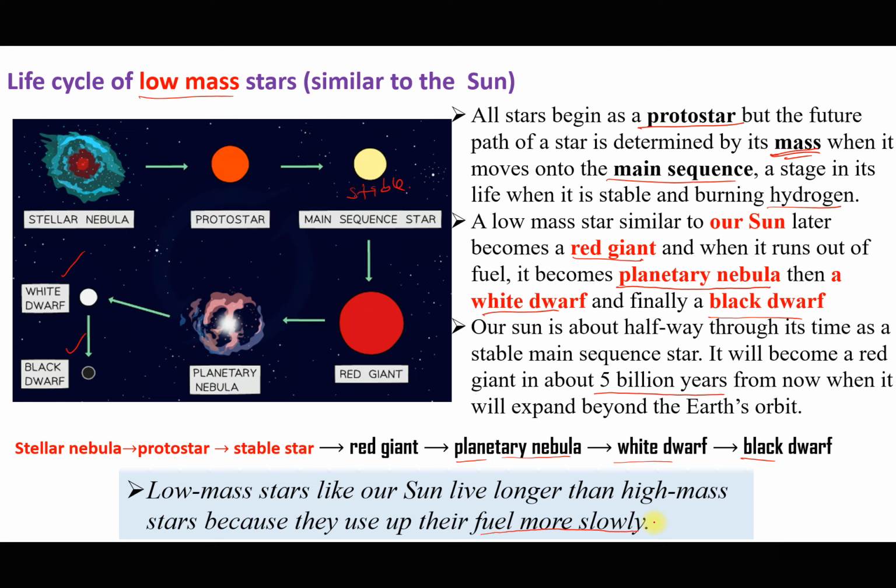So, having seen the nebula, the protostar, and the stable star, let's talk about the red giant. After these basic three stages, we have the stellar nebula, a dense and cool interstellar cloud of gas and dust, which then collapses into a protostar, and when it initiates fusion, it becomes a stable star. Because this is a low mass star, our next stage is going to be the red giant. What happens in the red giant stage?